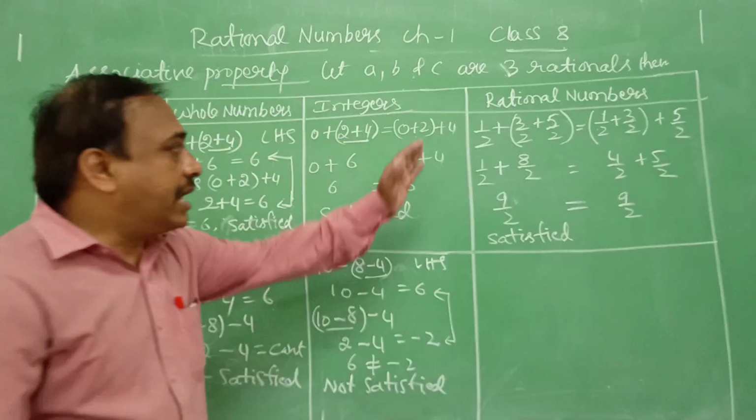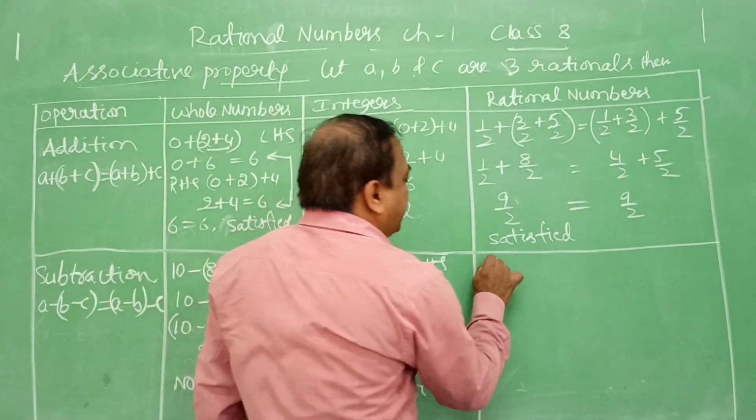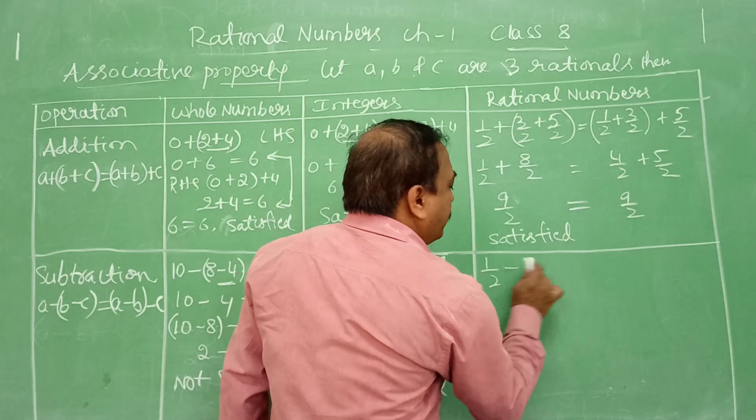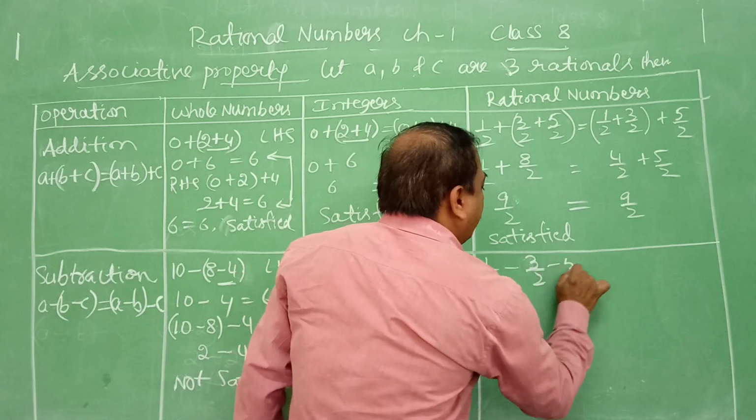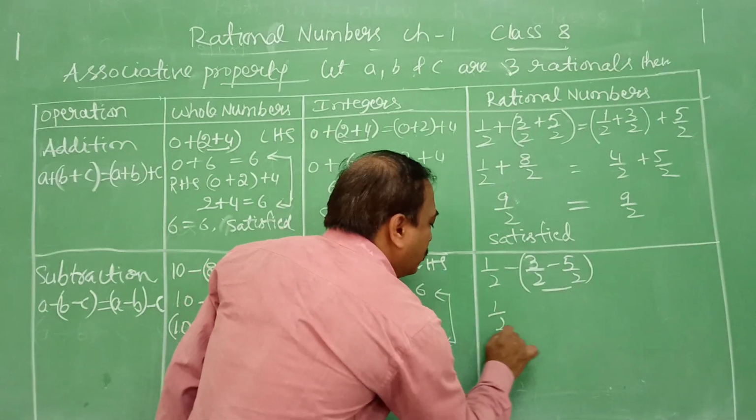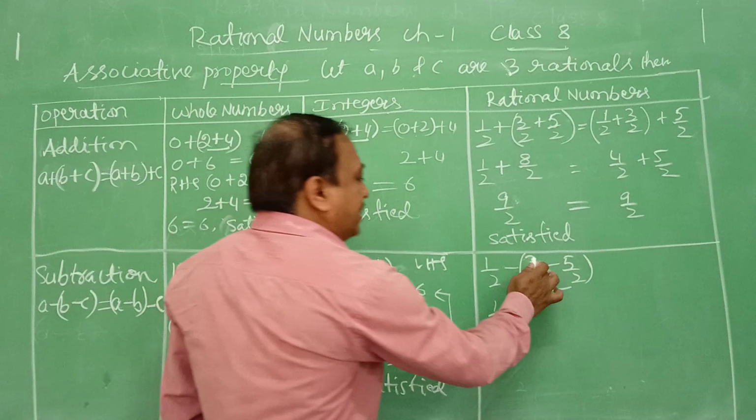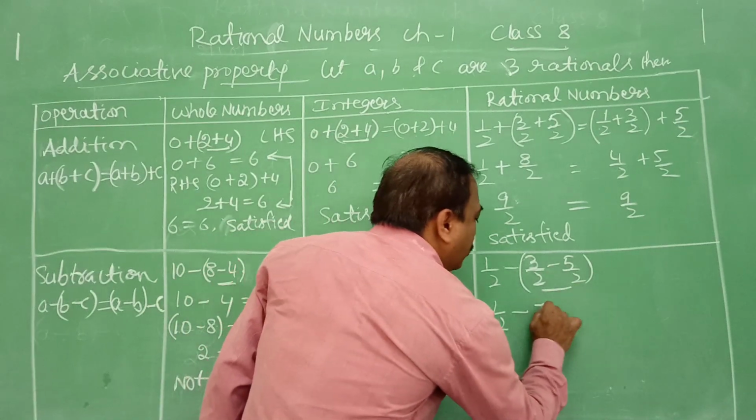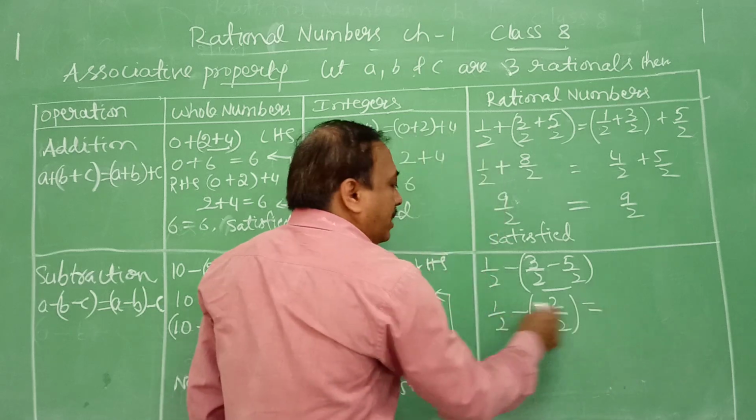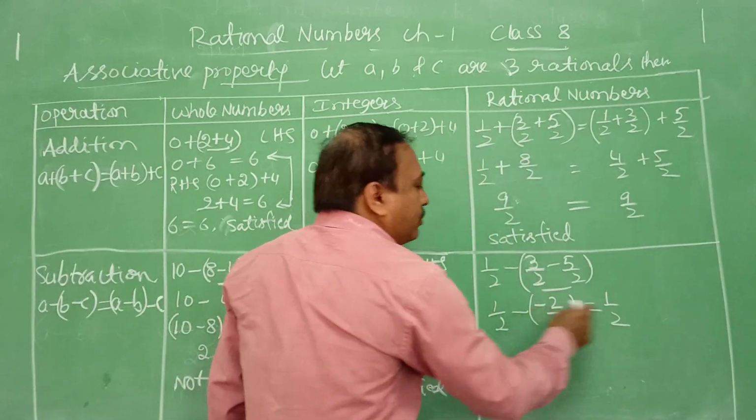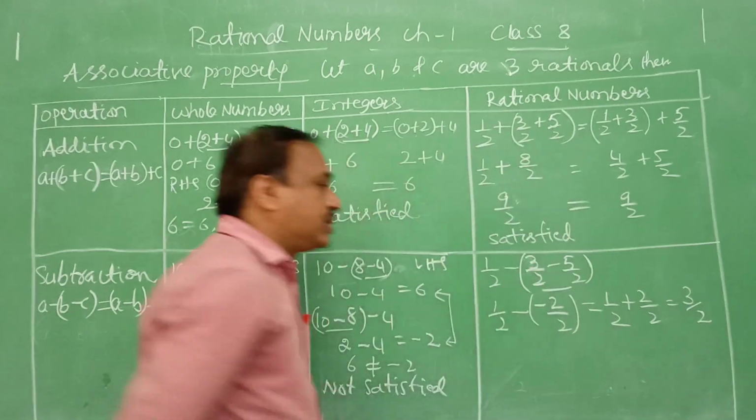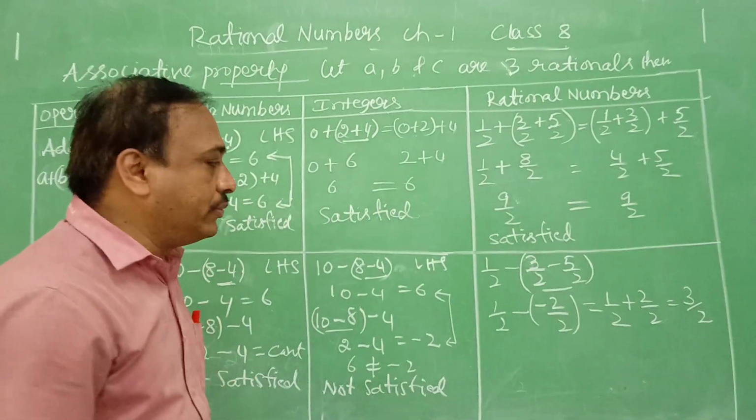Similarly for the rational numbers, we check 1 by 2 minus 3 by 2, 3 by 2 minus 5 by 2. First bracket for these two. So 1 by 2 minus 3 by 2 minus 5 by 2 will give you minus 2 by 2. So now 1 by 2 minus into minus plus 2 by 2 will give you 1 plus 2, which is equals to 3 by 2.